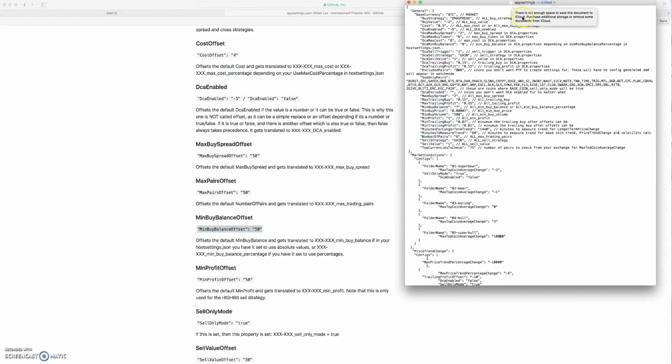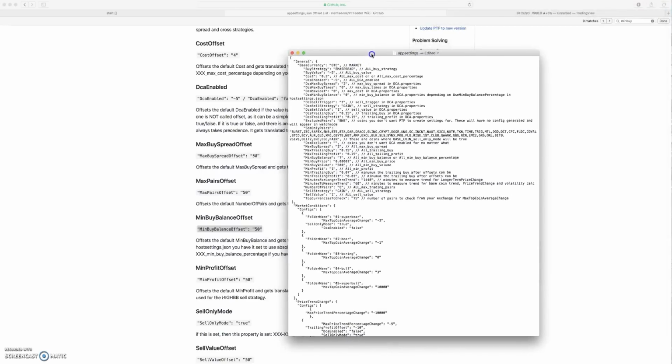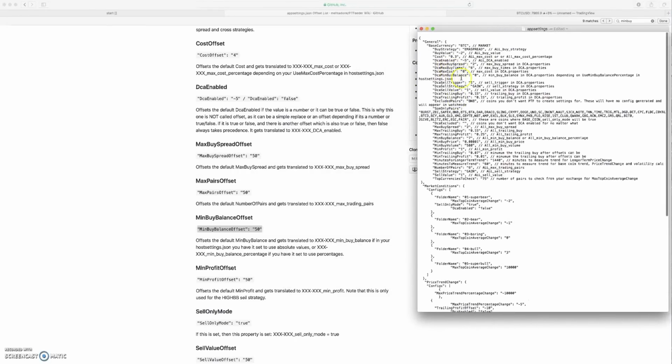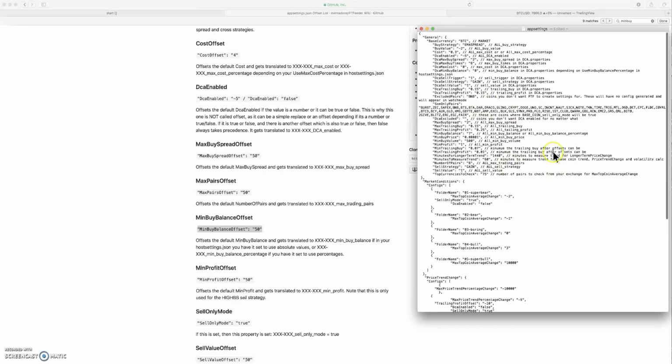So PT Feeder has a folder in the config folder called app settings. Now we're all familiar with this if we've used PT Feeder. Basically, these are my settings that I was using during the downtrend of the market.